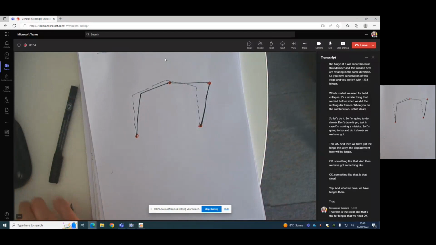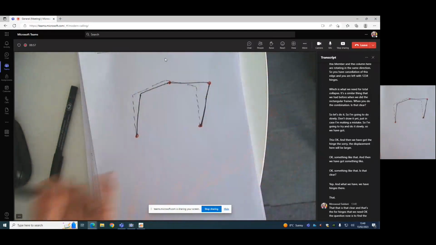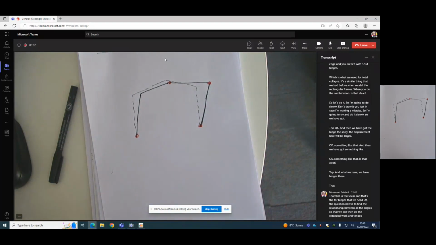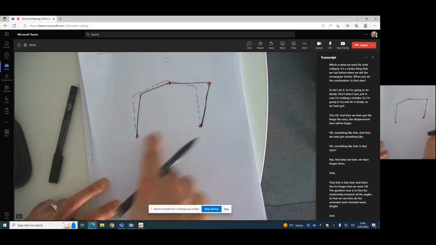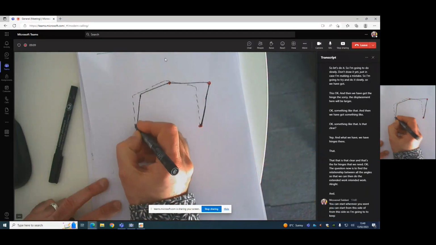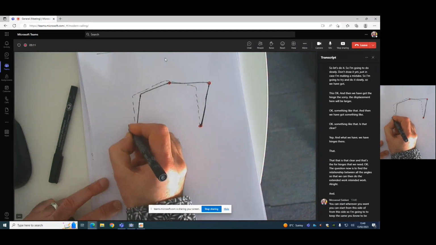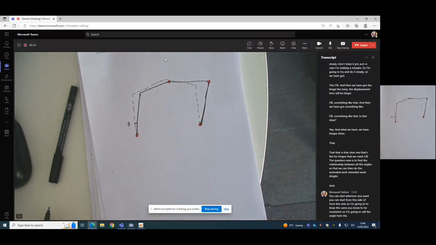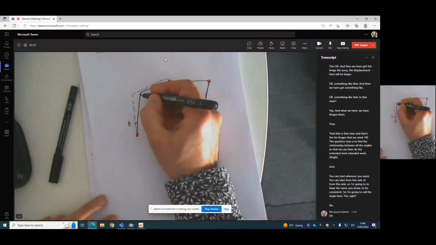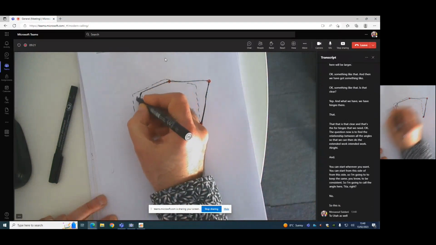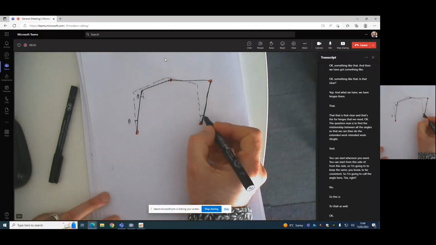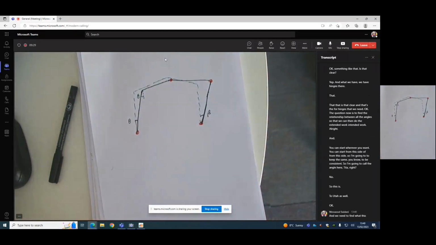The question now is to find the relationship between all the angles so that we can then do the external work and internal work. All right. And you can start wherever you want. You can start from this side or from this side. So I'm going to keep the same, to be consistent. I'm going to call the angle here theta, right? So this is theta as well, okay? And we need to find what this angle beta is, right?